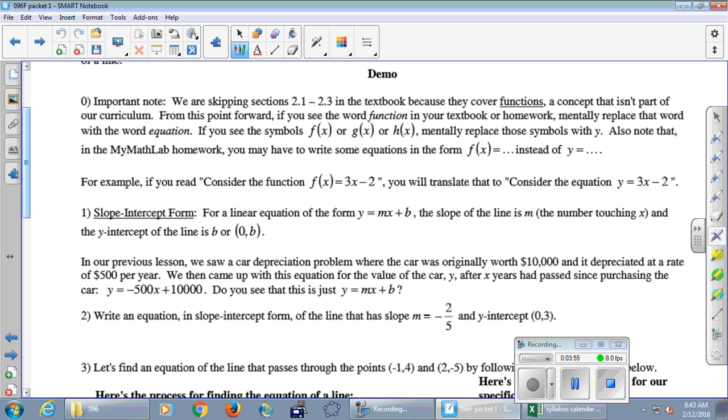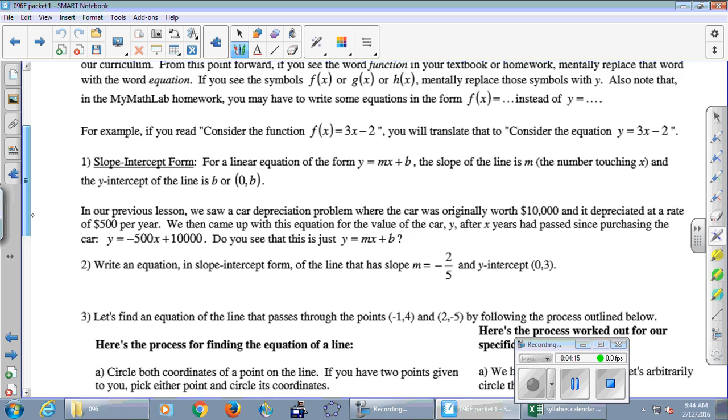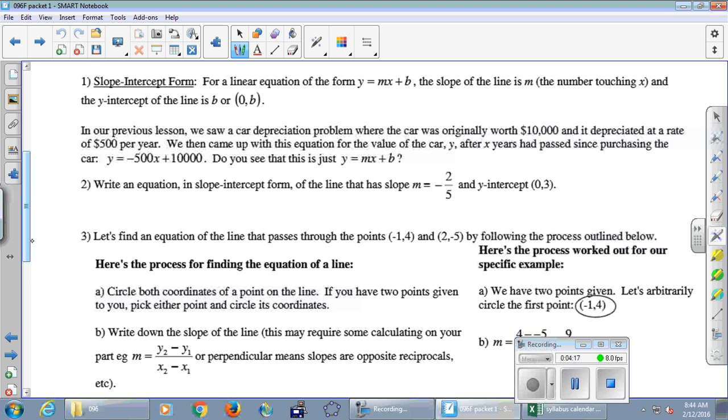For a linear equation of the form y equals mx plus b, the slope of the line is m, which is that number touching the x, and the y-intercept of the line is b, or (0, b). This y equals mx plus b is something I'm sure we have all seen before. But without having that memorized, I want to point out that you kind of intuited what that formula was in a previous lesson. Remember this car depreciation problem?